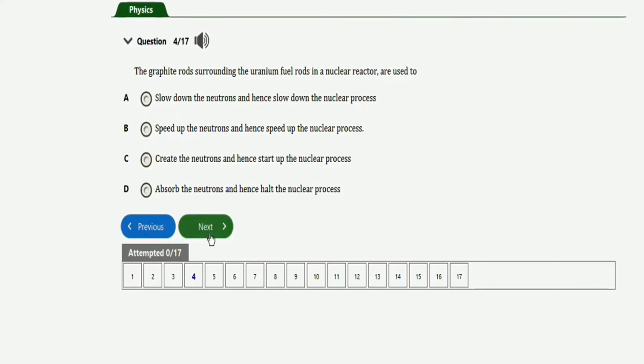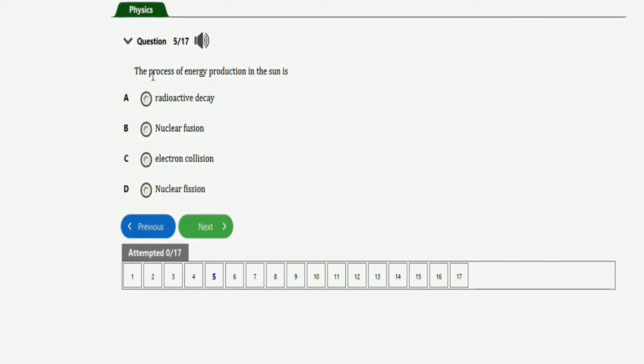The next repeated one will be this one. It says the process of energy production in the sun is. So this is an obvious question. We have radioactivity, decay, nuclear fusion. Yes, that's the answer. Nuclear fusion. It's not electron collision, it's not nuclear fission, rather nuclear fusion. Okay, so option B is the answer to this question.